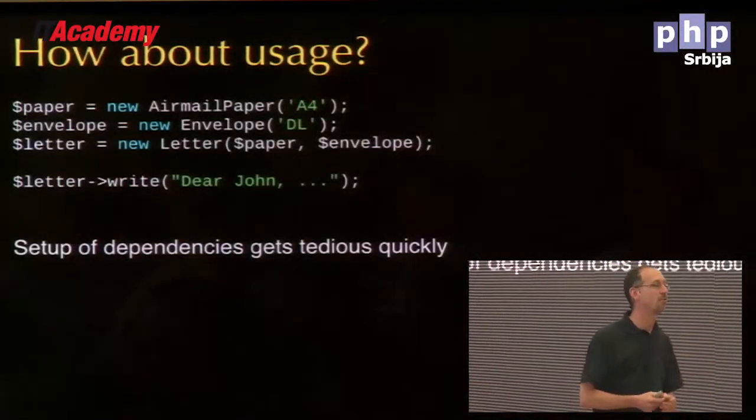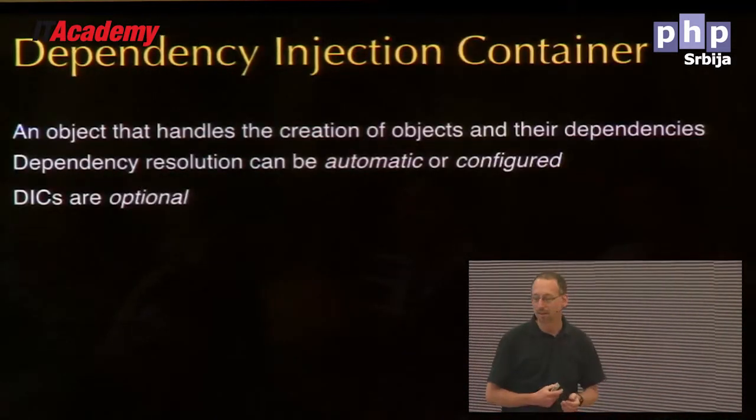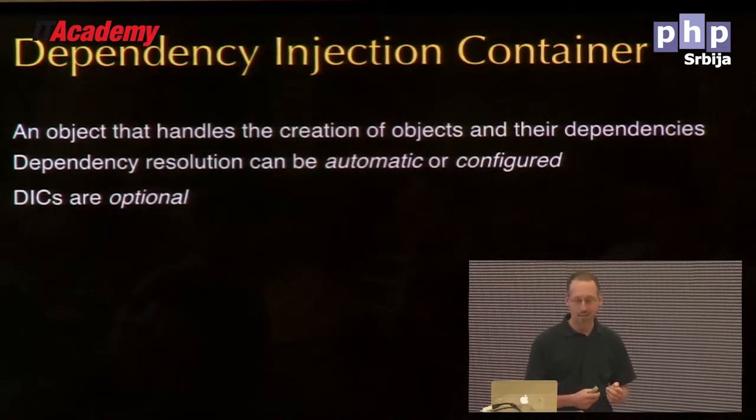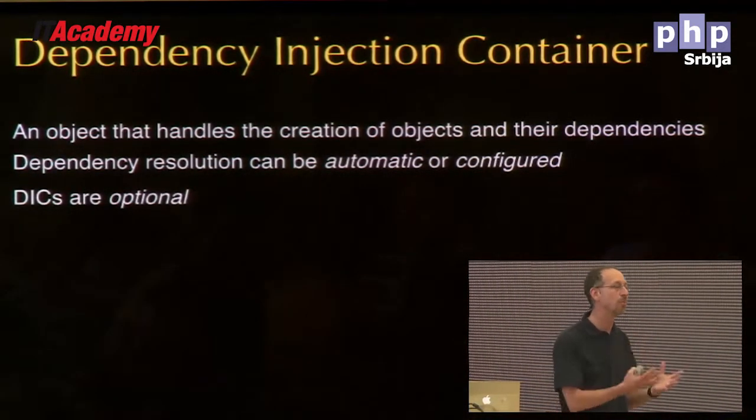So how do we make using this way of working easier? We introduce something called a dependency injection container, which does the work for us. It's the thing that worries about creating the object for us.